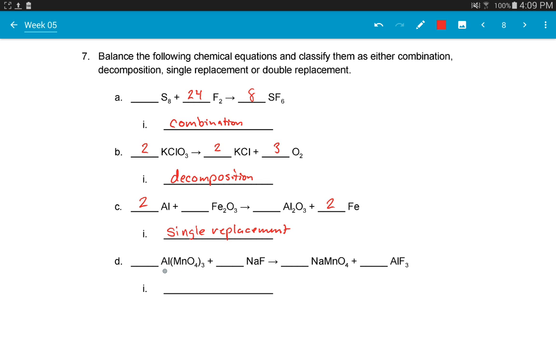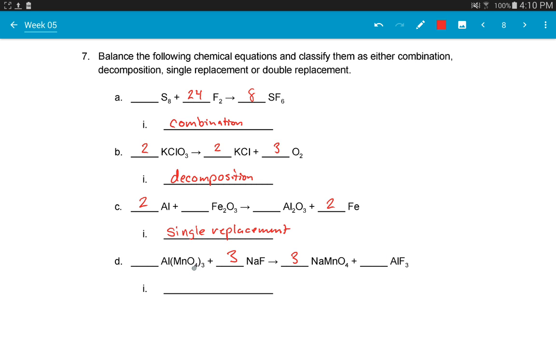Lastly, we take aluminum permanganate and sodium fluoride and react them to form sodium permanganate and aluminum fluoride. If we look at our aluminums, we have 1 on each side. If we look at our manganese, we have 3 on one side, but only 1 on the other. So if I add a 3 out in front, that'll actually balance my manganese. Skipping oxygen for now, I have 1 sodium, but now I have 3 sodiums with that coefficient. So I need to add a 3, 3 fluorines, 3 fluorines.